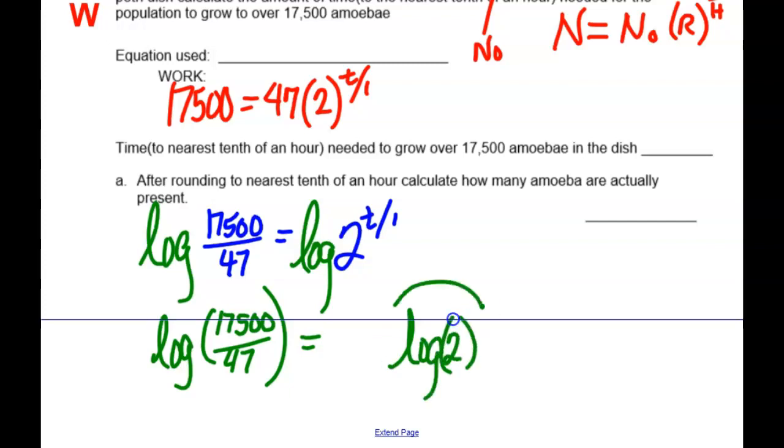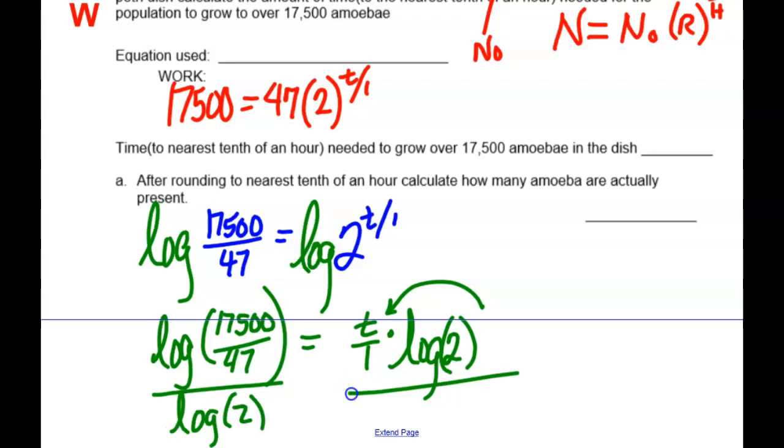And then we can bring that t over 1 out front. This one is not going to have an extra step, right? T over 1 is just t. Most of the time you'd have to multiply by that divisor at the end. And then we're going to just divide both sides by the log of 2. So that's just going to be t.